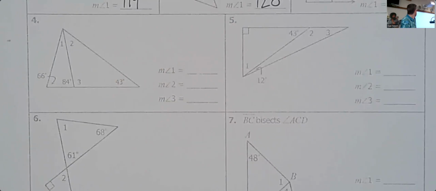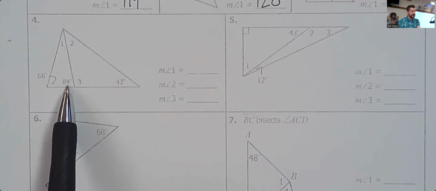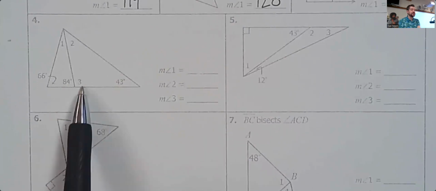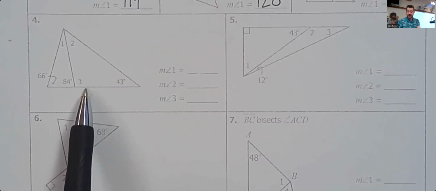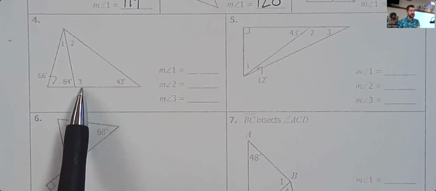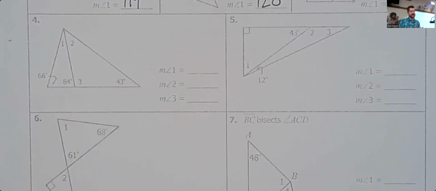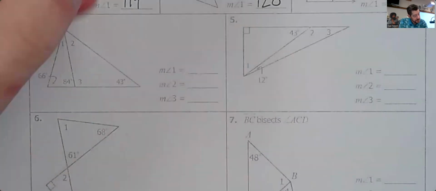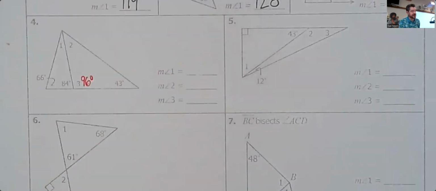So somebody tell me an angle and we'll figure out that one first. 1, 2, or 3? 3. Okay. So 84 degrees and angle 3 make a straight line, which means they're a linear pair, which means they add up to 180 degrees. So I'm just going to do 180 minus 84, because I know that if I take away 84 from 180, that'll give me the measure of angle 3, which happens to be 96 degrees. And I'm actually going to fill that in here, 96 degrees right there.